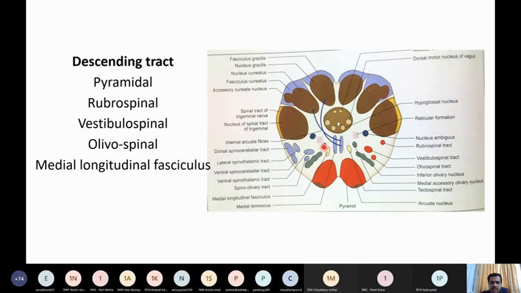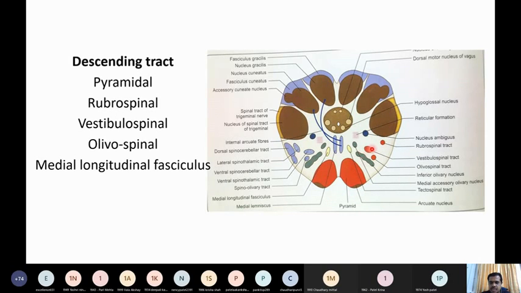Then there are a few descending tracts. The first one we know is the pyramidal tract. There is only one pyramidal tract. The lateral one is not there because lateral will appear in the lower part of the medulla. In the upper part of the medulla there is only one tract, that is simply known as the pyramidal tract or corticospinal tract. There is the rubrospinal tract here, which connects the red nucleus to the spinal cord.